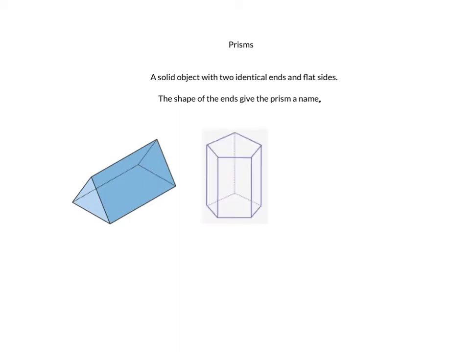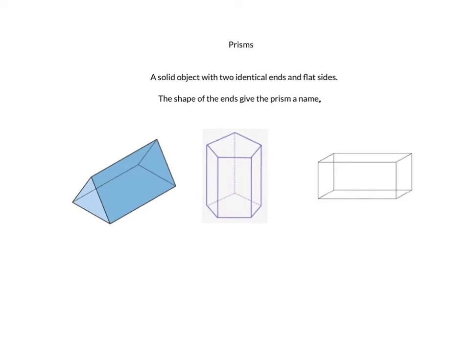And here we have a pentagonal prism because the top and the bottom are regular pentagons. What do I mean by a regular pentagon? I mean that each of the 5 sides of the pentagon is the same length.